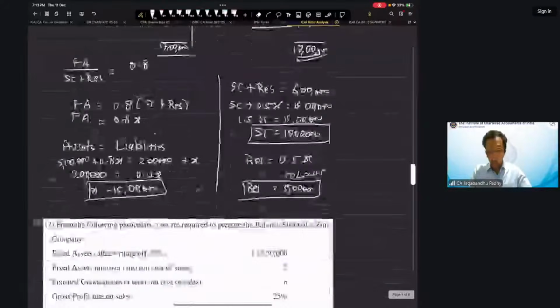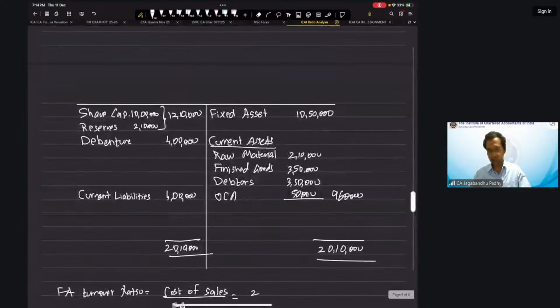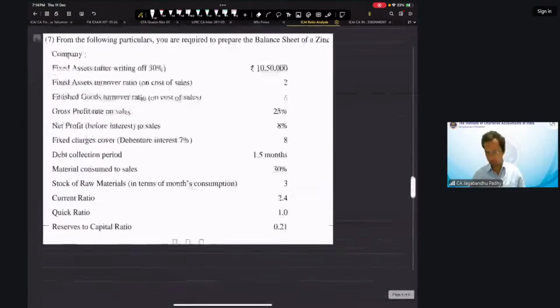And now let's take a stock we did not include in current assets. I think we were talking of earlier.